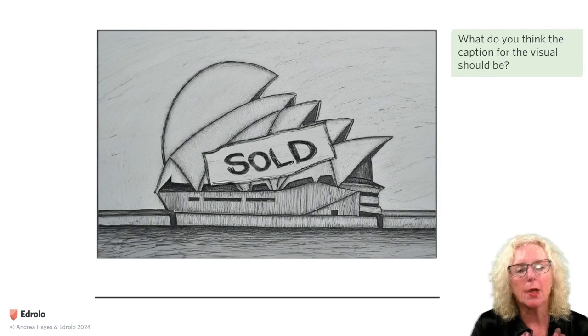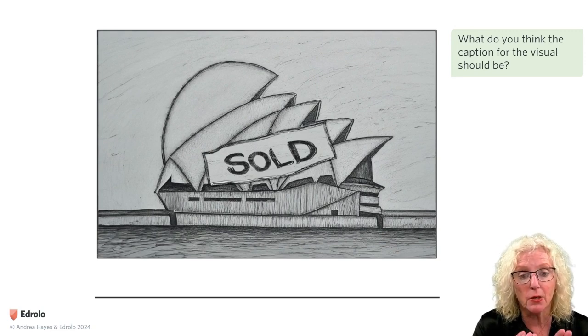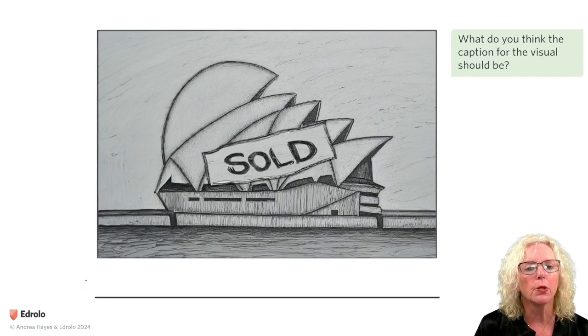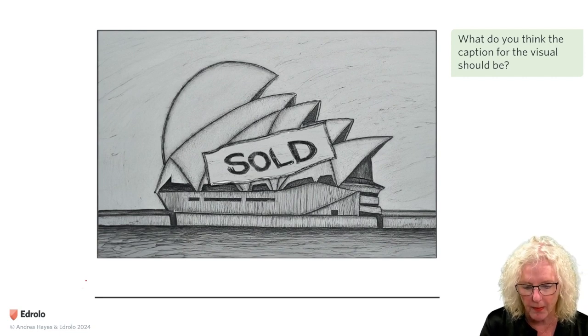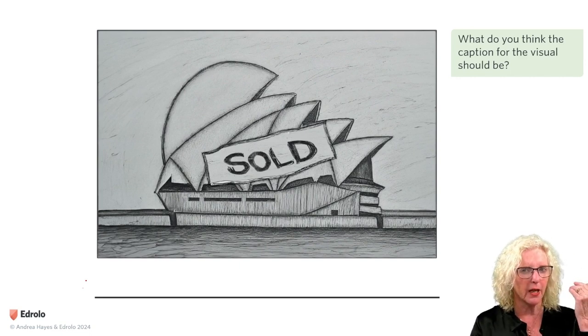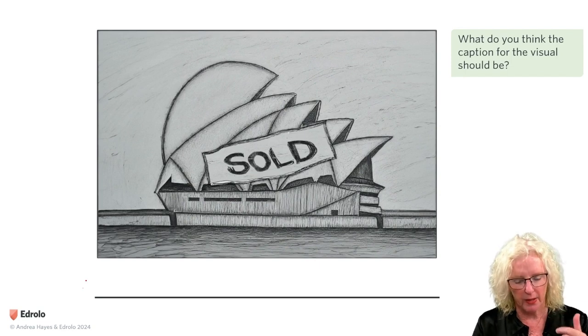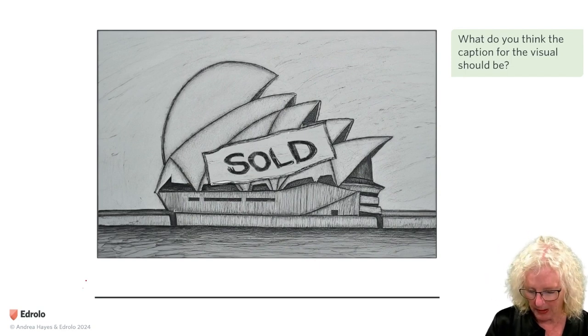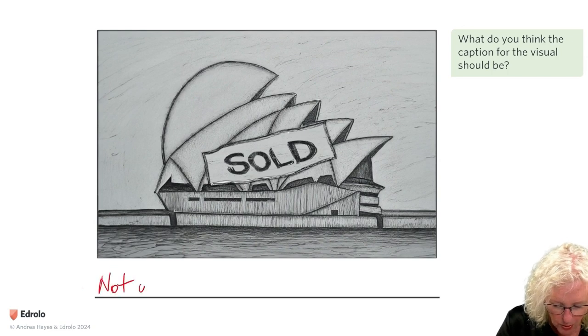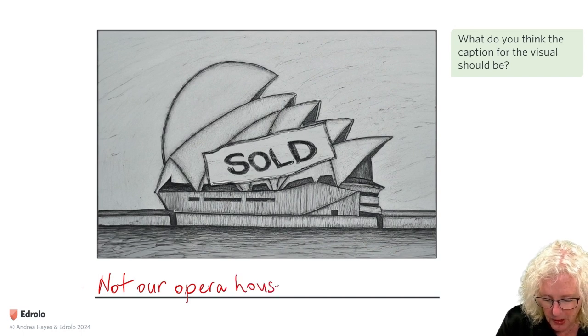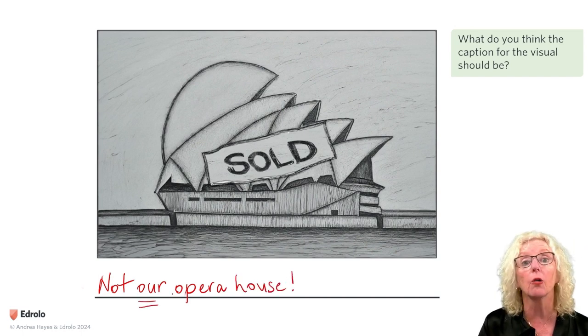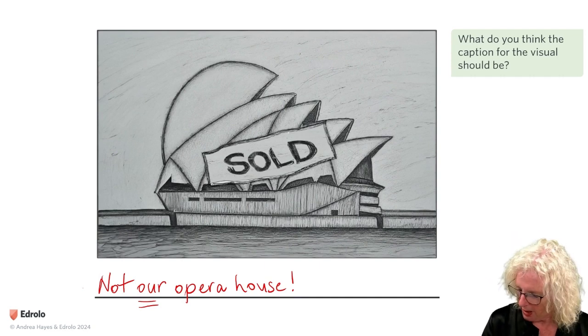Let's have a look. So let's imagine that this sketch is in whatever persuasive text you've written. Now let's look at what you think the caption for the visual should be. Now this visual is, remember, a sketch of the opera house and it's got a big sold sign in front of it. We've already been thinking about appeals to the readers. So what could the caption be? Maybe something like, not our opera house, with that "our" being in here and an exclamation mark. Like, that's a shock horror sort of reaction. We could have that one.